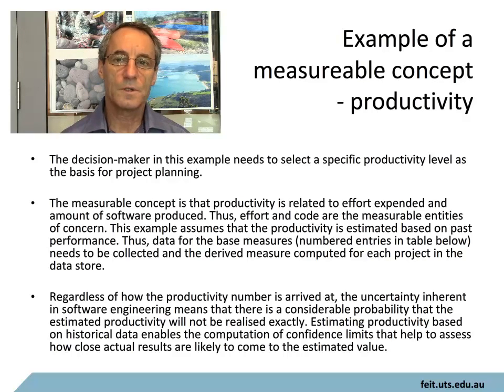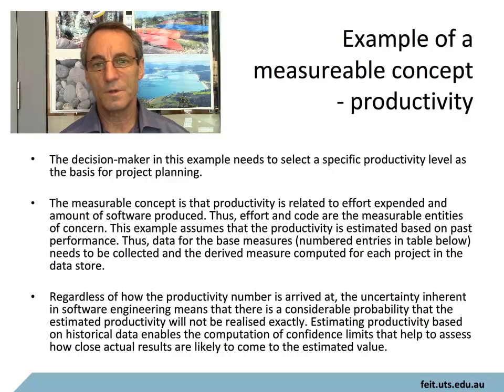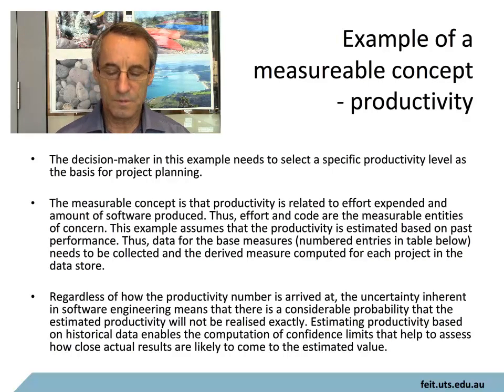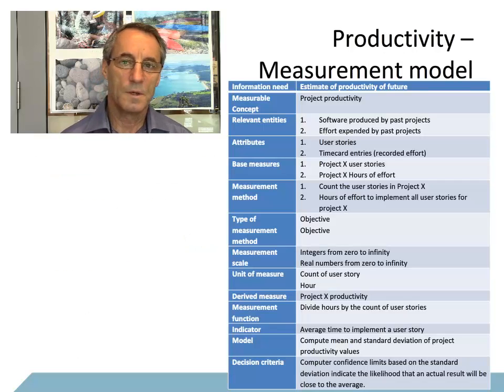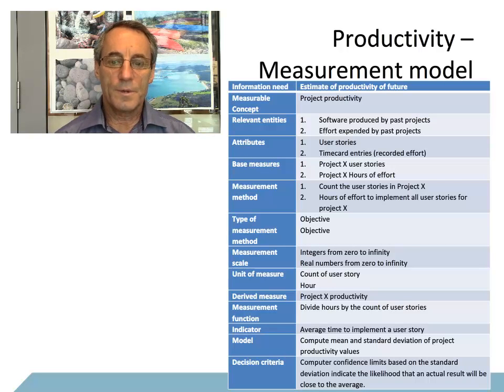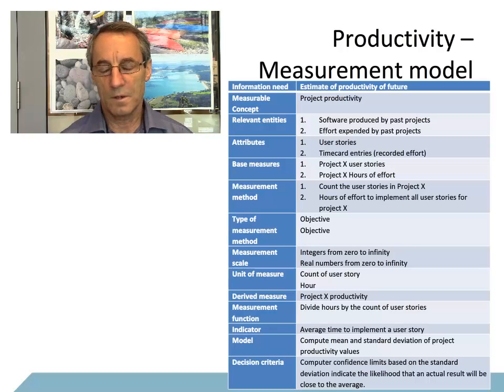So with something like productivity, in planning, you're trying to predict the future. So historical data will indicate what it's likely to be, but can't guarantee it. Formally, again in ISO 15939, we map things out in a table which gave some formality to how we specified a measure, and that's an example of it there.